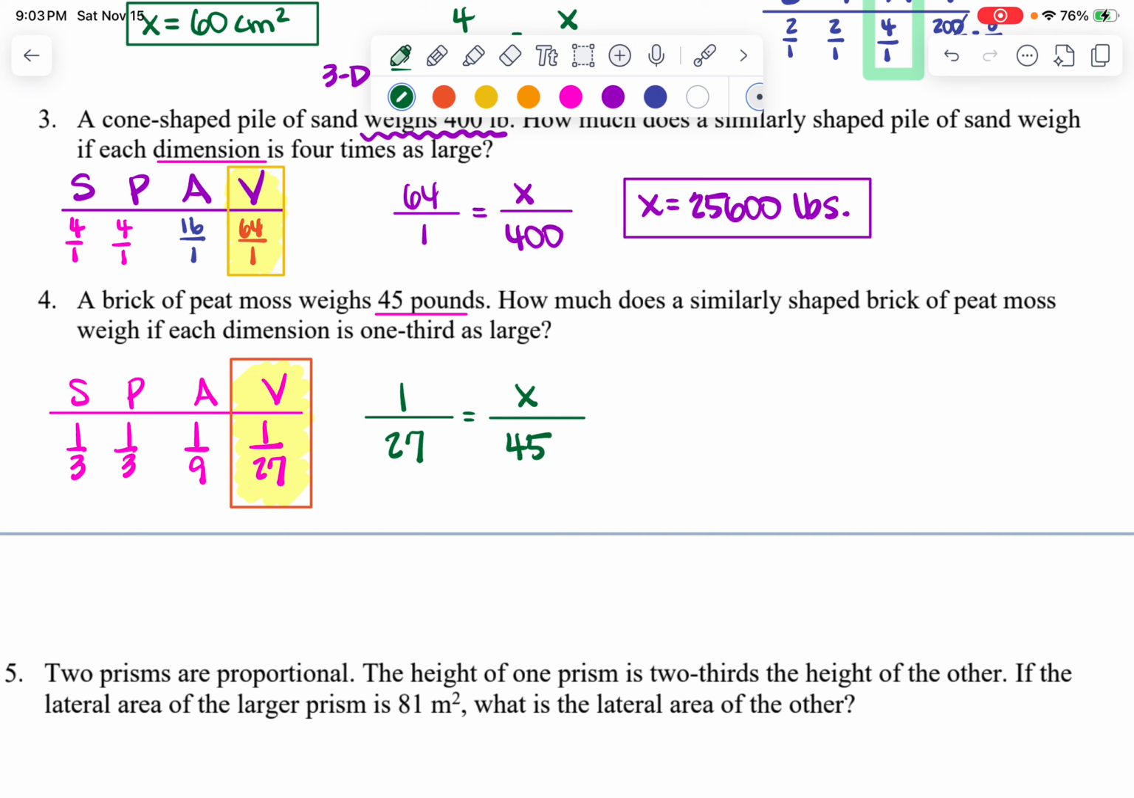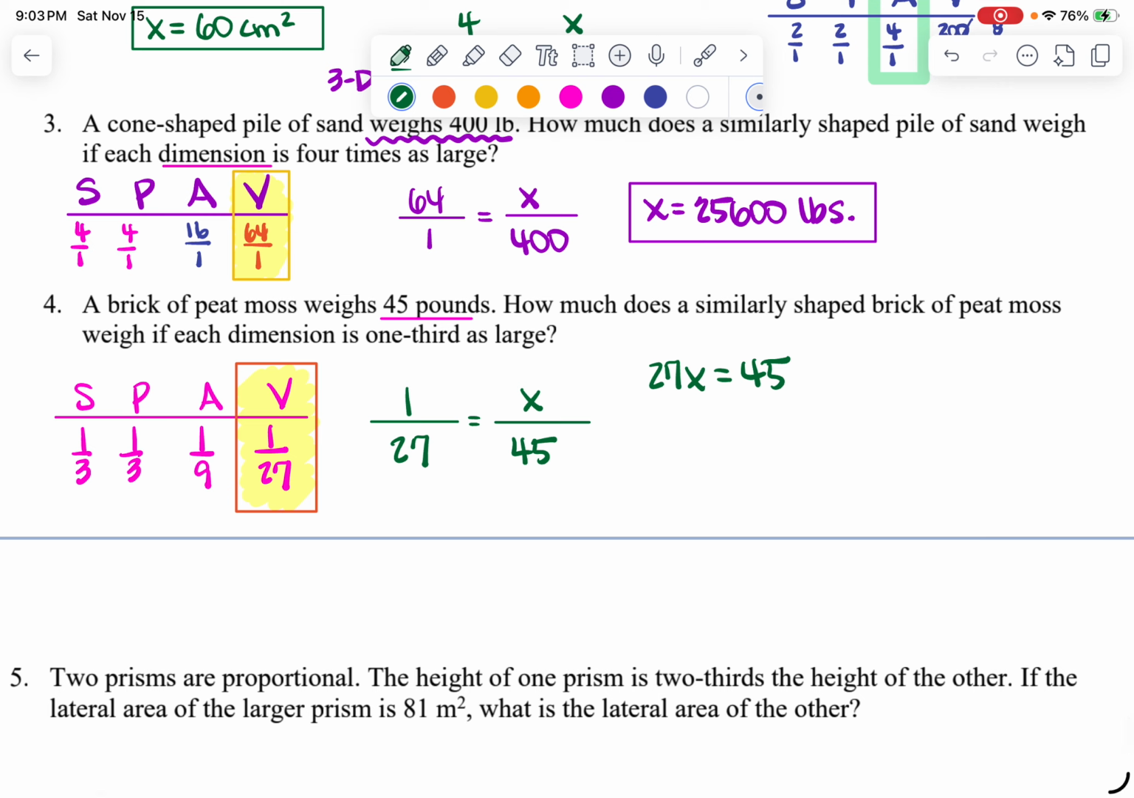All right, and so on this one, we're actually going to divide because it's 1/27 the size, right? So 27x equals 45. Let's see, obviously we can reduce that. I'm going to leave it as 5/3, however. So x equals 5/3 pounds. That sounds really weird. I'm still going to write it though. 5/3 pounds. All right, 1 2/3 pounds.